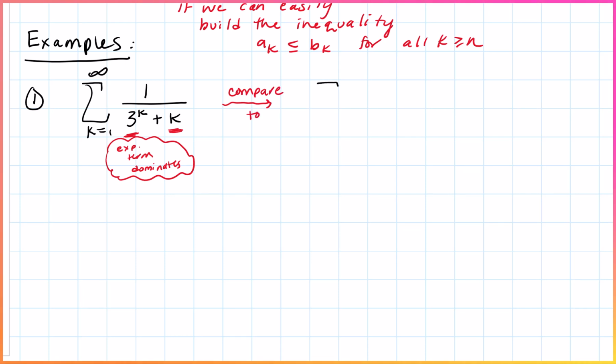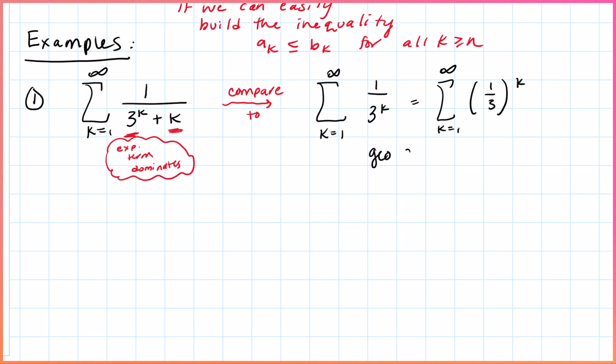And I'm thinking, what if we compared to 1 over 3 to the k? Because essentially that 3 to the k is going to grow much faster than the k. You could also think about growth rates of those two terms. So 1 over 3 to the k is a geometric series, because that's 1/3 to the k. And in that geometric series, the common ratio is 1/3, which is less than 1. So that guy converges. Okay, so that's the start. That gives me a place to start.